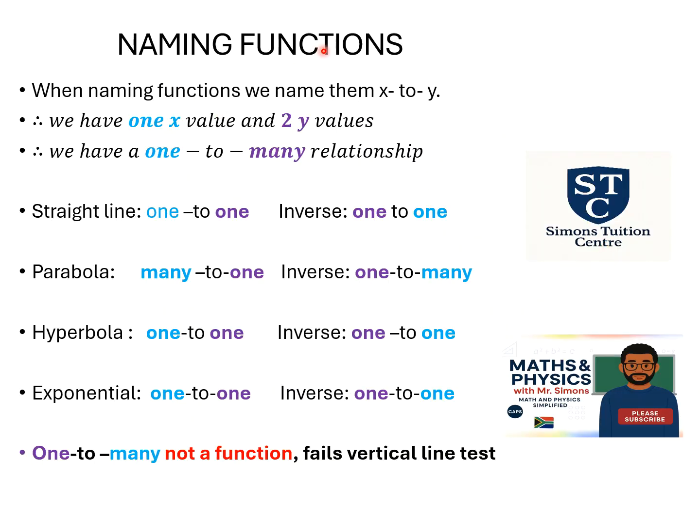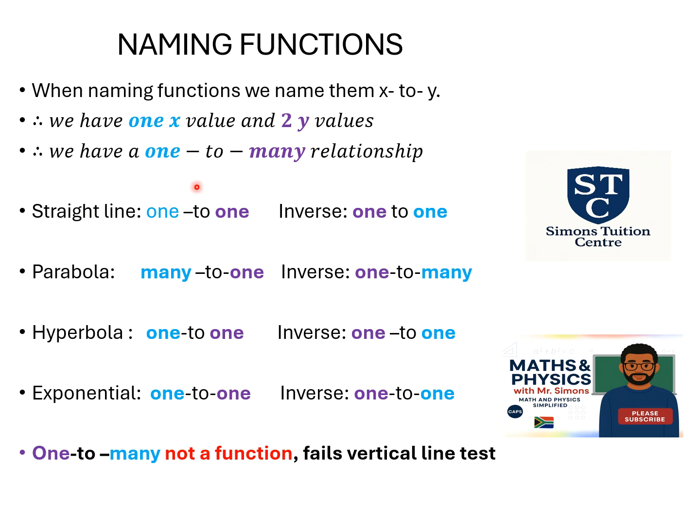Naming functions. So when we name functions, we name them x to y. So therefore, if we have one x value and two y values, we have a one-to-many relationship, right? Which in theory just sounds wrong, having a one-to-many relationship. So I've broken it down. You can go study and memorize.